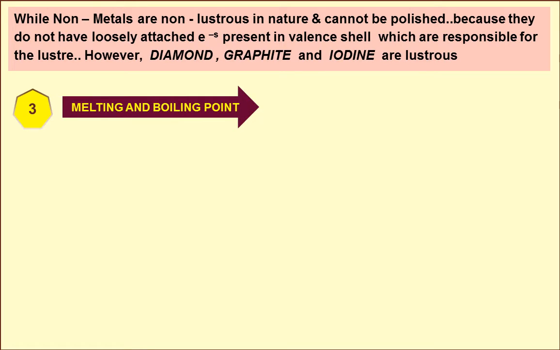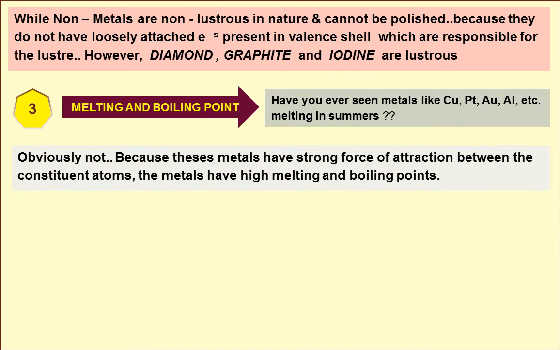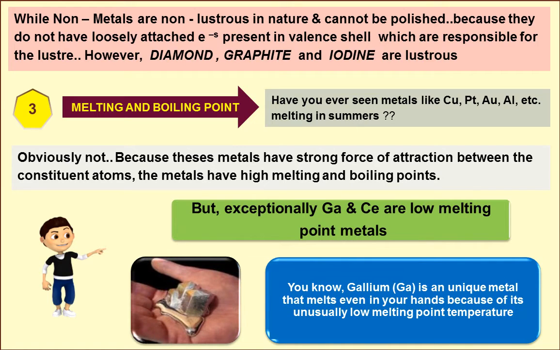Now the third property which we are going to study is melting and boiling point. Have you ever seen metals like copper, aluminium, gold, silver, etc. melting in extreme summers? Obviously not, because these metals have a strong force of attraction between the constituent atoms. But exceptionally, gallium metal has a low melting point. An interesting fact is that gallium melts even in your hands just because of its unusually low melting point.